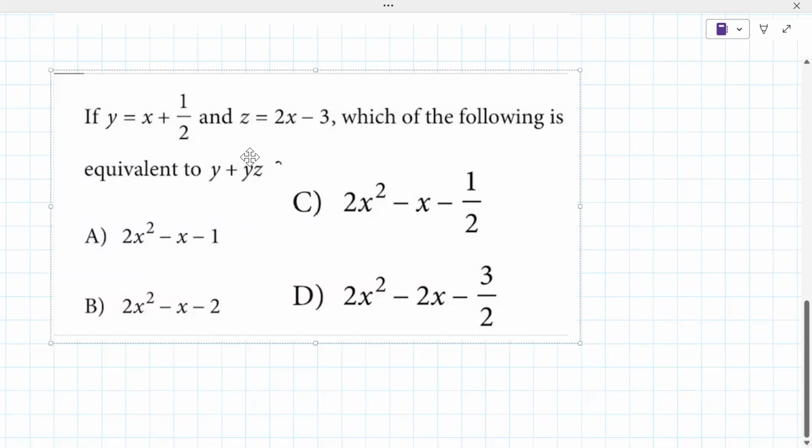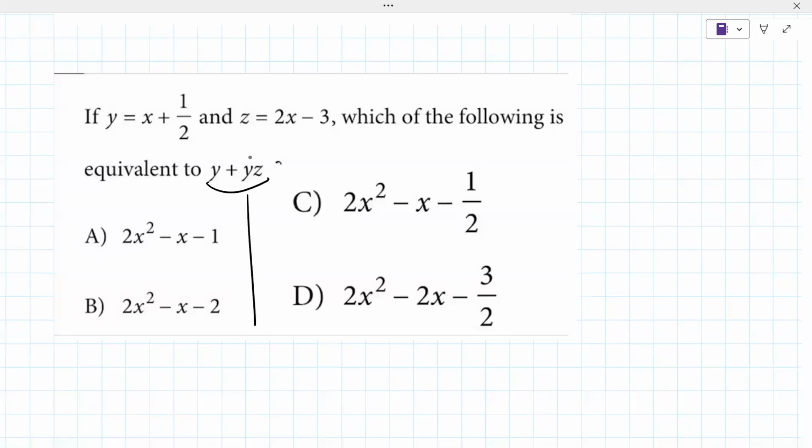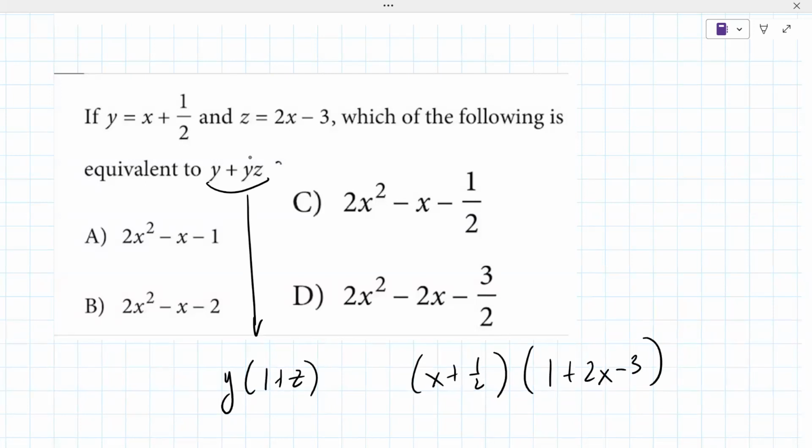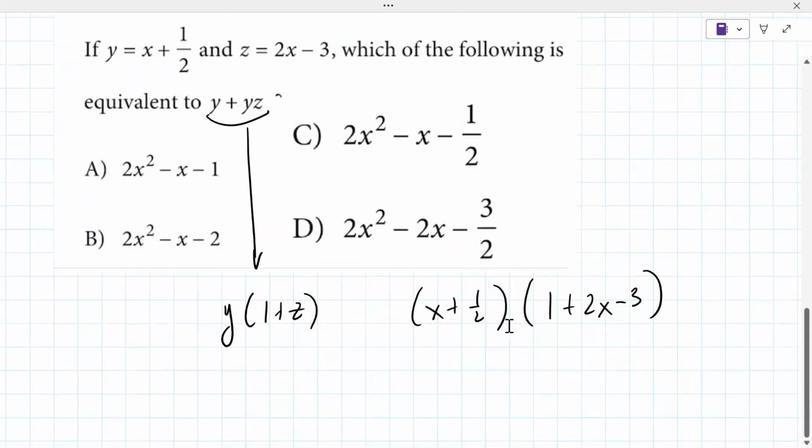One of the things I notice here is that y plus yz is really y times 1 plus z, and y is x plus 1/2, and the next one is 1 plus 2x minus 3. Now we already know that if we FOIL, we only need to care about the last term. So if we can make this into two binomials, we can get that last term. So if you want to carry out this problem from here and see if you can tell me the answer.